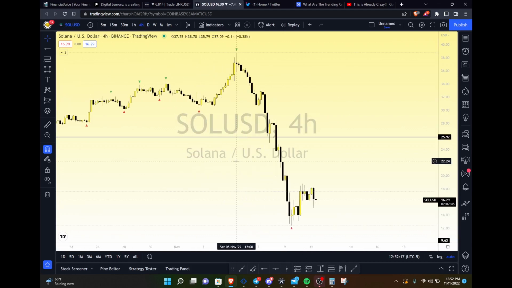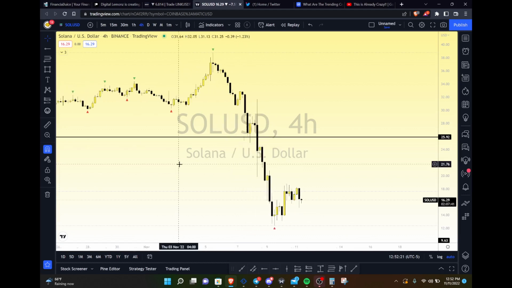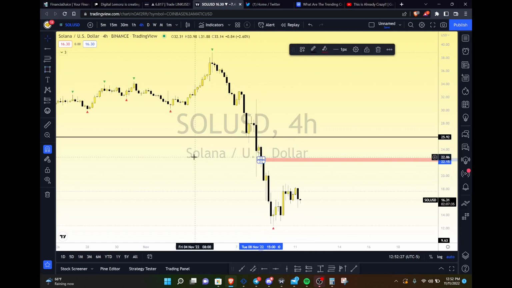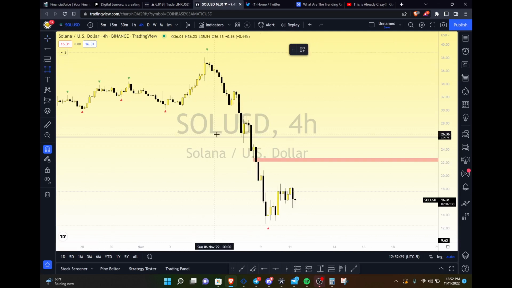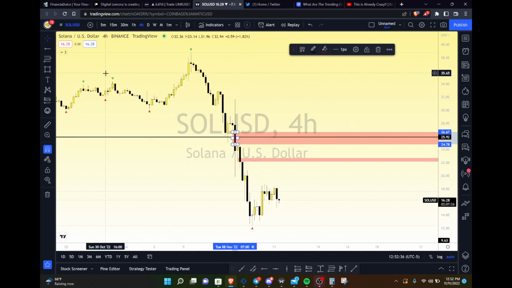Is there any other trade opportunity here? Let's see. So for the 4 hour, we actually have a couple of things. We have a pretty big imbalance here, and we actually have a fair value gap right here, a bearish fair value gap right here. Okay, we have another one right here, which is also approaching the bottom side of that range on the daily chart.